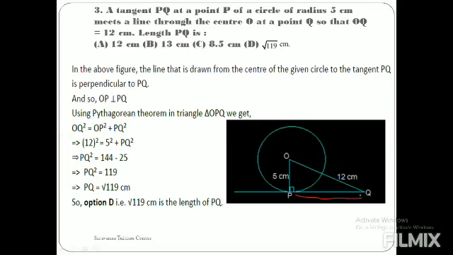So you need to use the Pythagoras theorem. As you know, OP is perpendicular to the tangent and forms 90 degrees here, so it is a right angle. OP square plus PQ square equals OQ square. But you don't know PQ, so you need to take OP square to the other side and then calculate. You get PQ as root 119 centimeter.